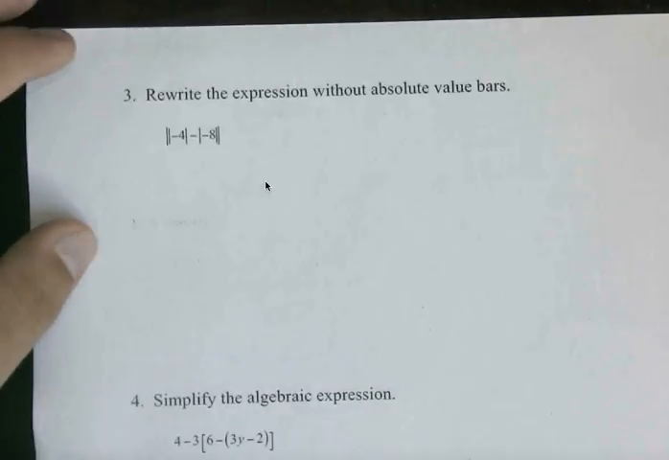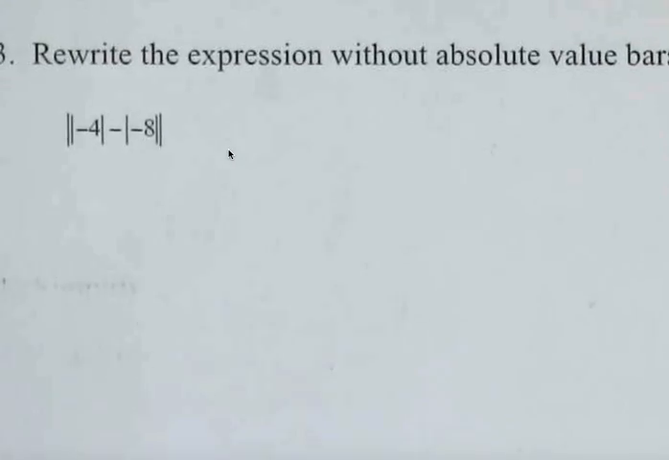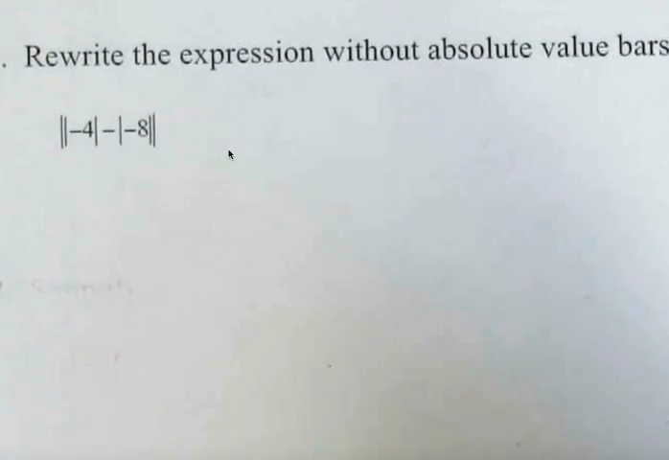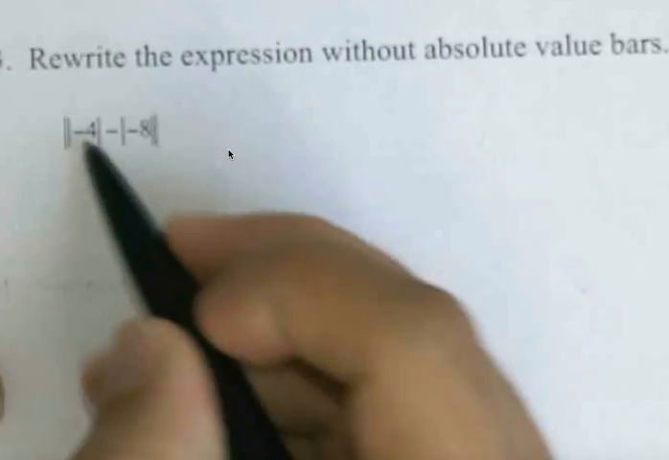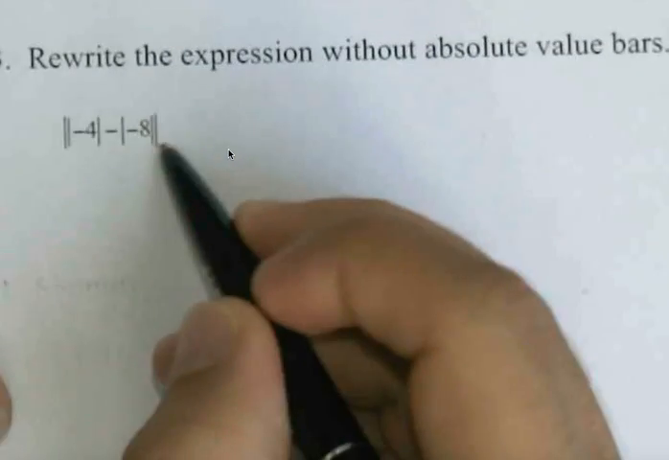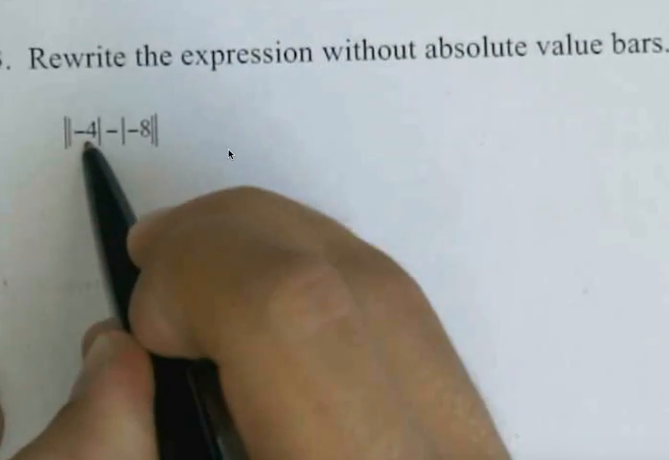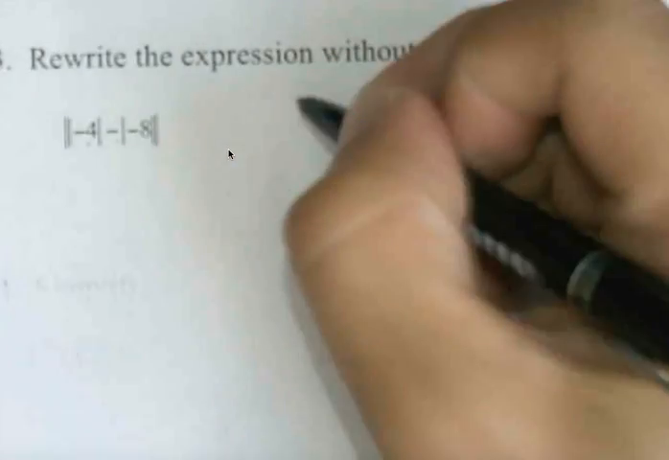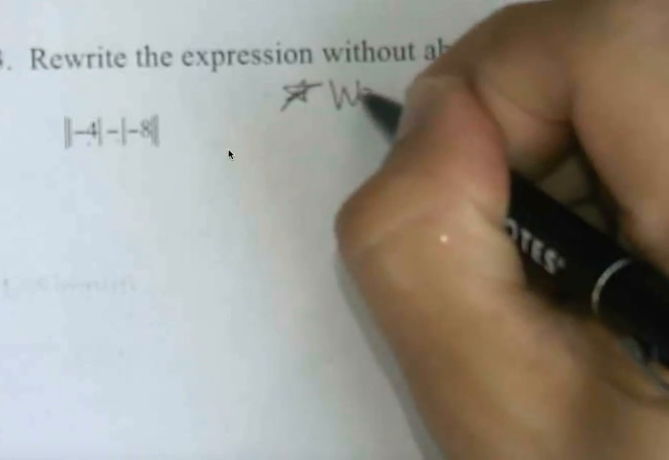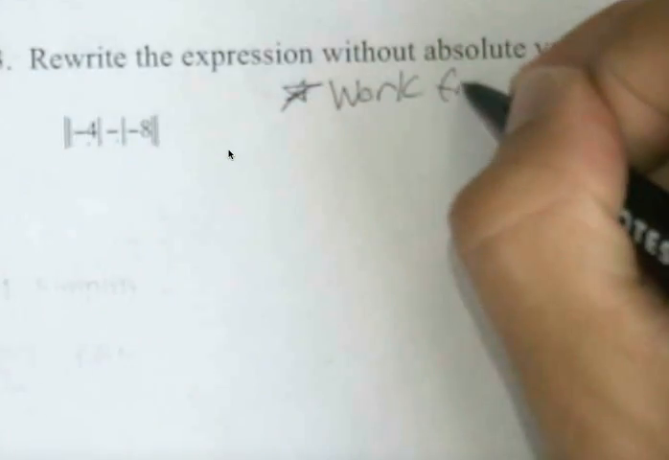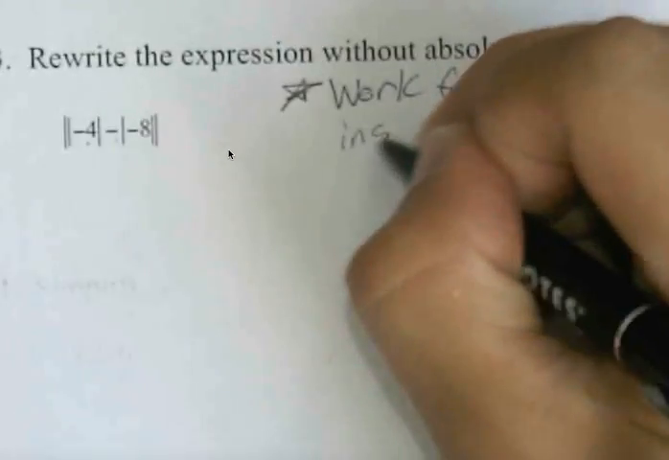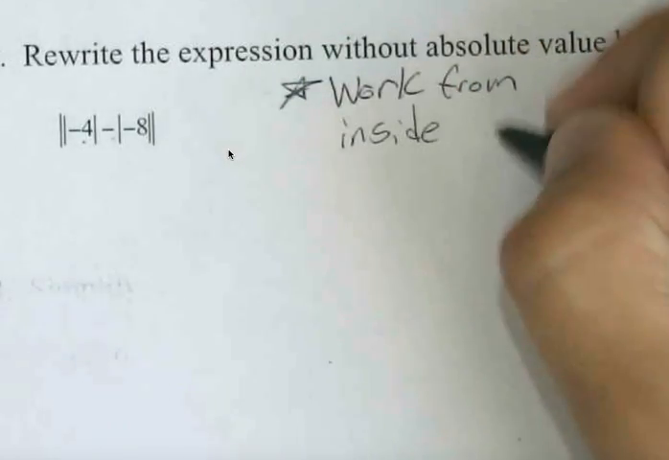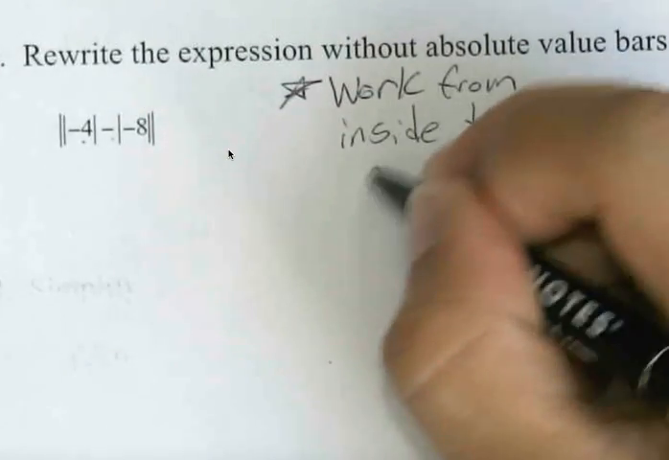If we flip it to the back, absolute value shows us the distance from some number to 0 on the number line. If we dig deep into this, it's the absolute value of -4 subtracting the absolute value of -8. So I work from the inside out, from inside to outside.